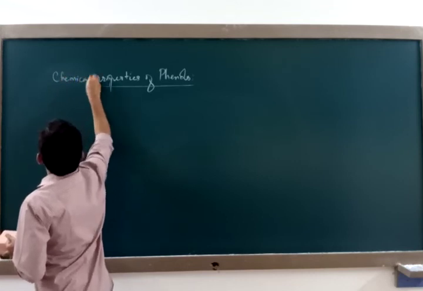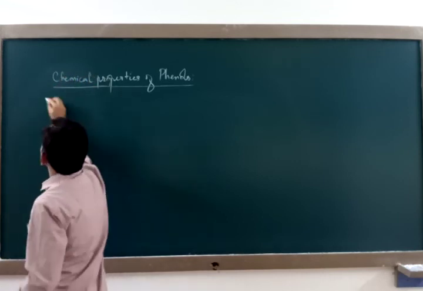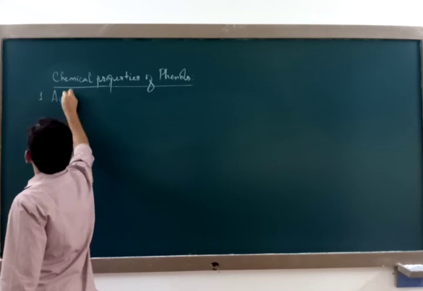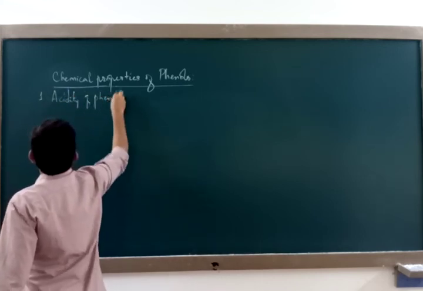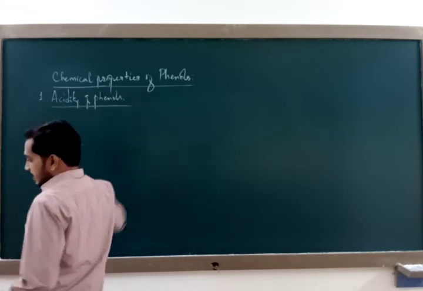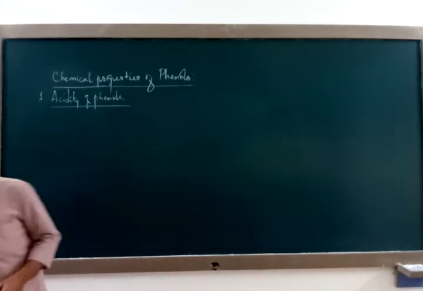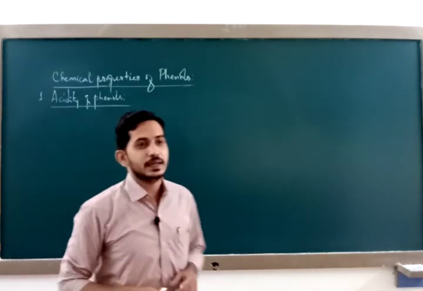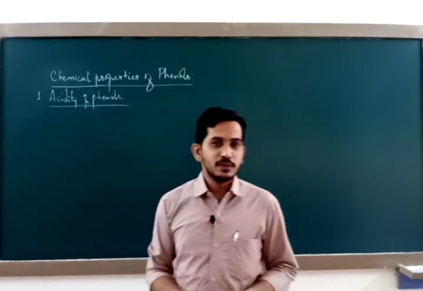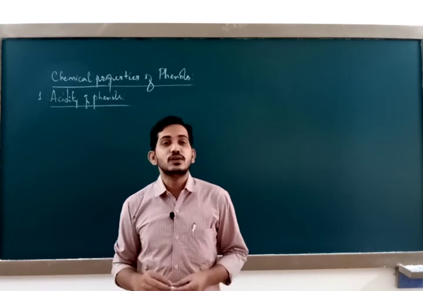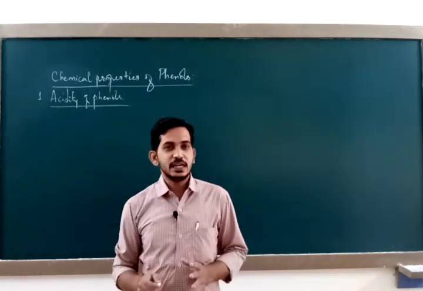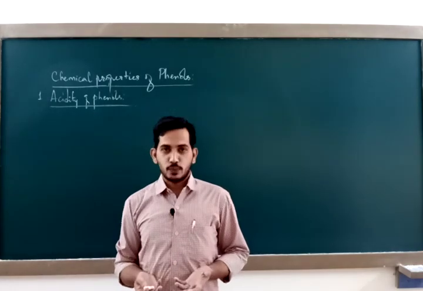Second part is chemical properties of phenols. The first chemical property is acidity of phenols. In our previous sessions, we have studied the acidity of alcohols. We know that alcohols are acidic. Why are they acidic? They are acidic because they can easily donate a proton. On the same lines, phenols are also acidic. They are acidic because they too donate a proton.